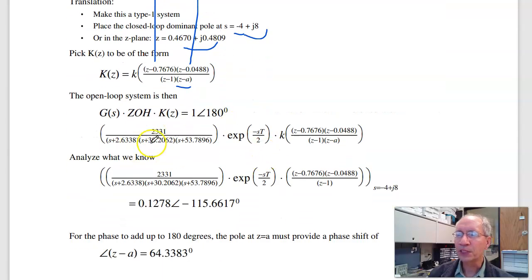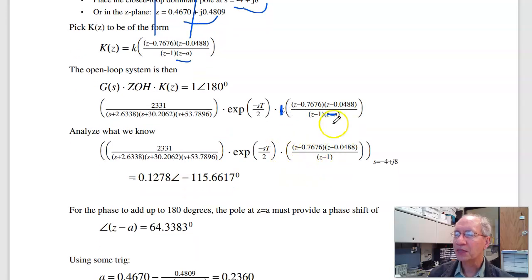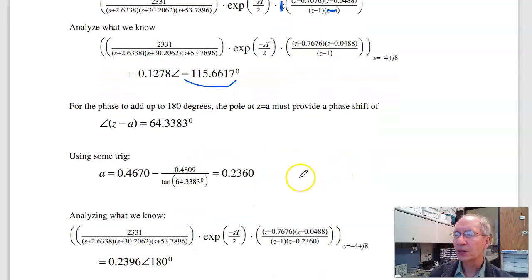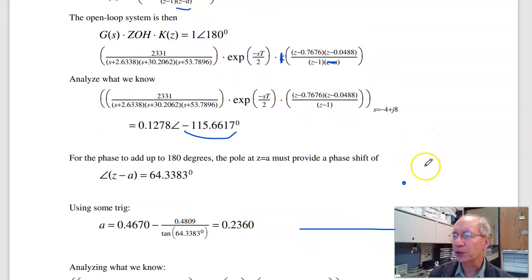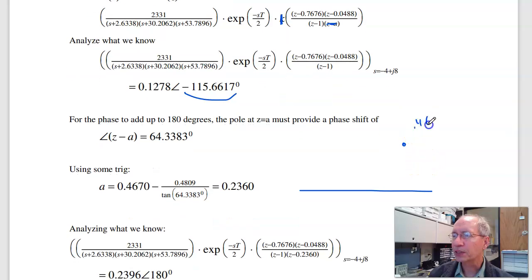So here's the form of G of S times zero order hold times K of Z. Now let's analyze what I know. I don't know K, I don't know A. Analyze everything else, and I get minus 115 degrees. Should be minus 180. So the pole that I ignored, that z minus A, must contribute 64 degrees. So doing some trig, here's my design point in the Z-plane. It is 0.46 plus j0.48.